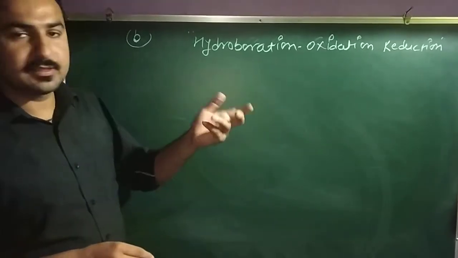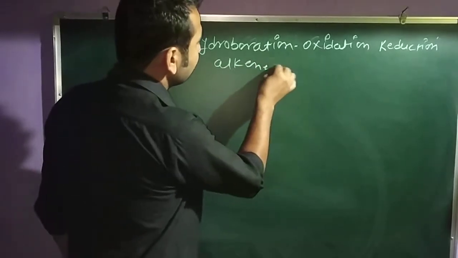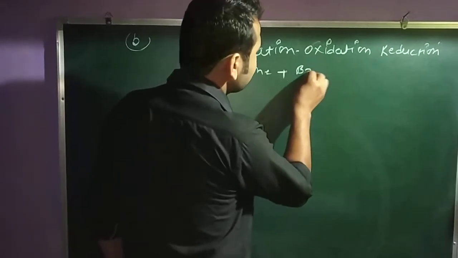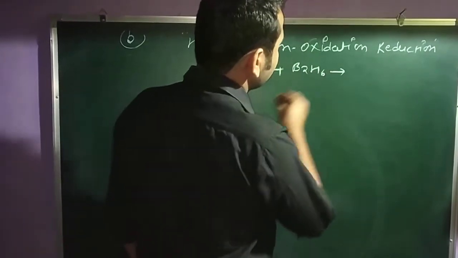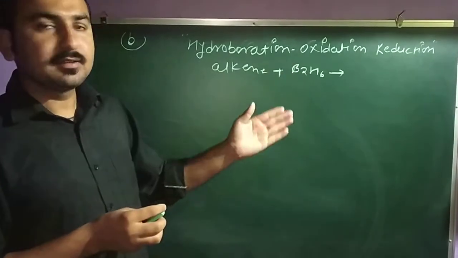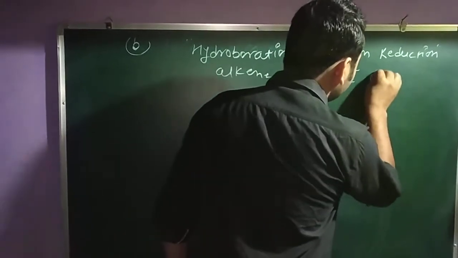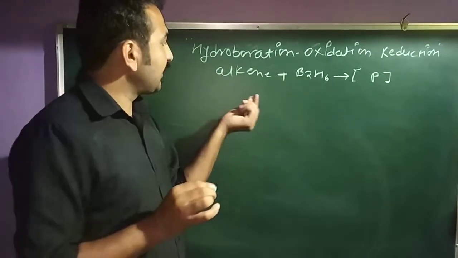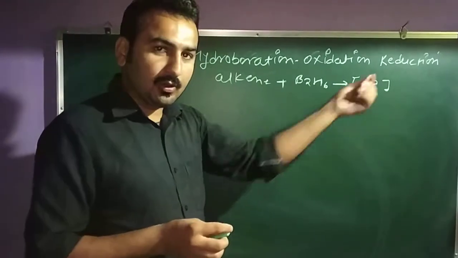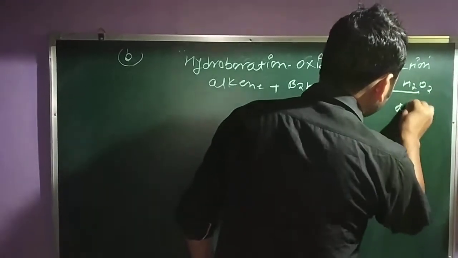The hydroboration oxidation reaction, in which any alkene reacts with diborane. Diborane, we all know, is B2H6, and it reacts to form trialkyl borane. This product is trialkyl borane, and this trialkyl borane on treatment with H2O2 gives you alcohol.